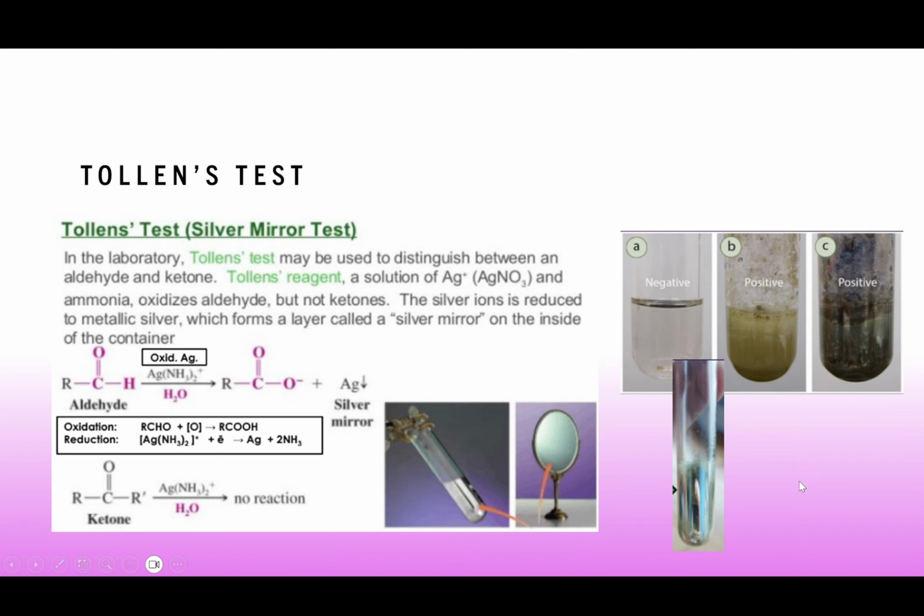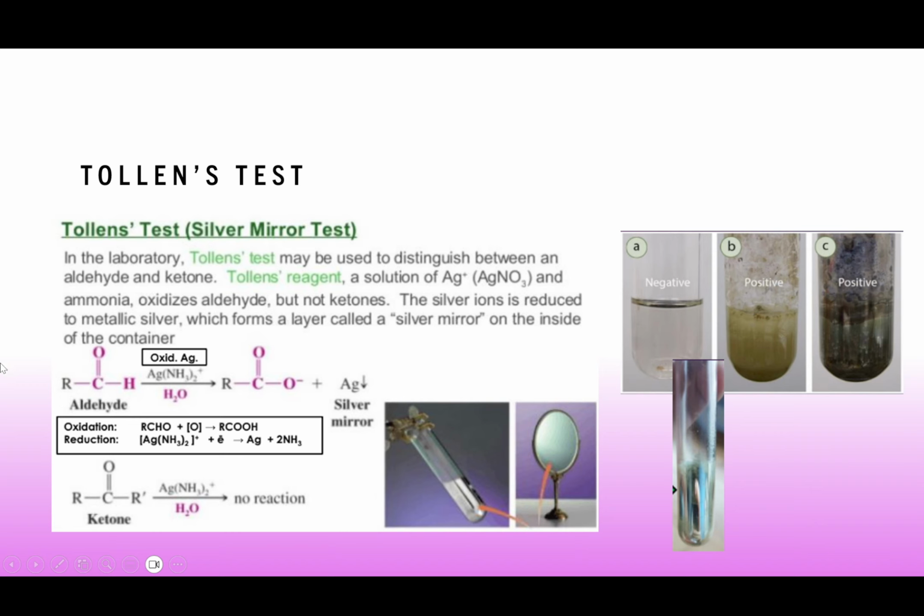It depends on whether or not it is aliphatic or aromatic in nature. If it is aliphatic, it's more likely to create a silver mirror. And if it is aromatic, then it's more likely to give us the black precipitate, and it can give us a brownish precipitate. But if you don't see anything, then it must be negative. If there's no reaction, then there must be no aldehyde functional group present.